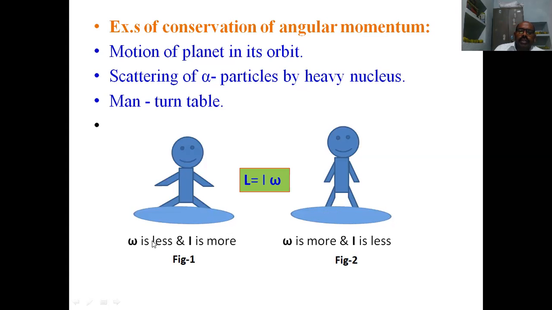So the angular velocity and moment of inertia change such that their product is constant. Since L is equal to I omega, they change such that their product is always constant. If omega is less, I is more, and if omega is more, I is less. We observe this conservation of angular momentum in the case of the man on the turntable. Similarly, we can see the scattering of alpha particles by a heavy nucleus. Next slide.